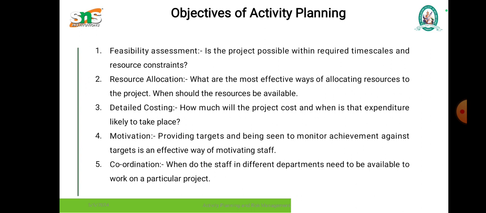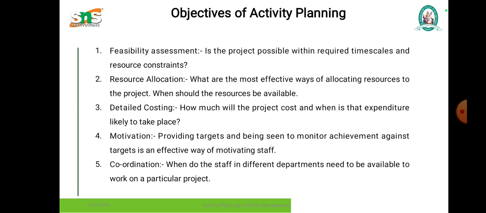And the second objective is resource allocation, which means: what are the most effective ways of allocating resources to the project, and when should the resources be available? And the third objective is detailed costing, which means: how much will the project cost and when is that expenditure likely to take place?